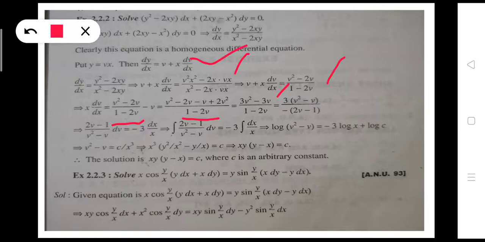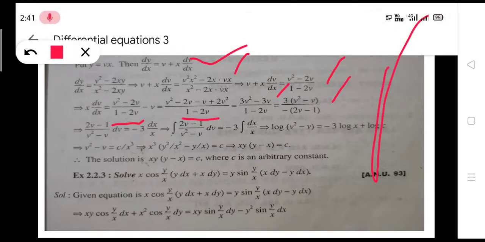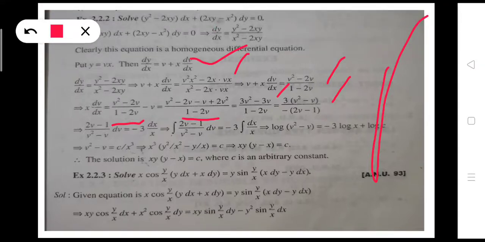And x into dv by dx is equal to, 3 is common from the numerator, 3 into (v square minus v) by minus of (2v minus 1). And now separate the v terms on one side and x terms on the other side. This is in the form of variable separable. So here (2v minus 1) by (v square minus v) into dv is equal to minus 3 into dx by x, and this implies integral of (2v minus 1) by (v square minus v) into dv is equal to minus of integral dx by x.